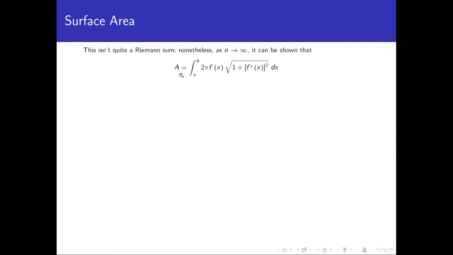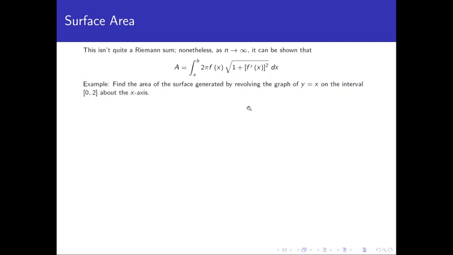So we can get our formula for the area of the surface generated by taking the graph of f of x and rotating around the x-axis. It is going to give you the integral from a to b of 2 pi f of x square root of 1 plus the derivative squared dx.